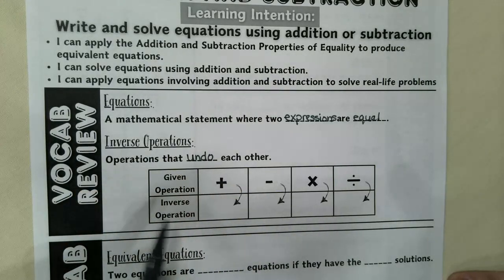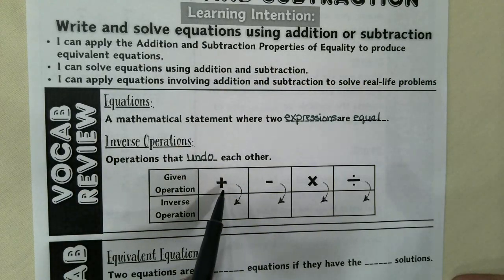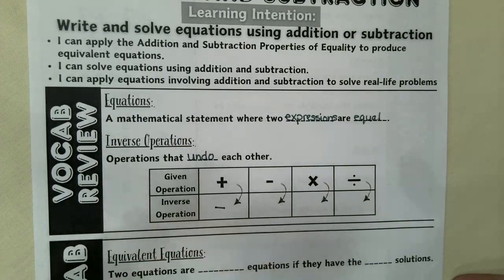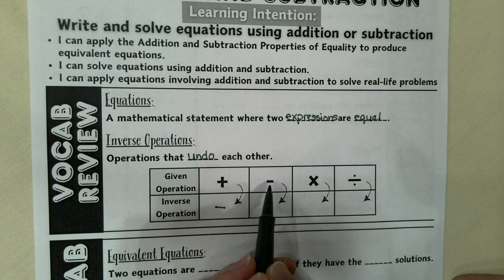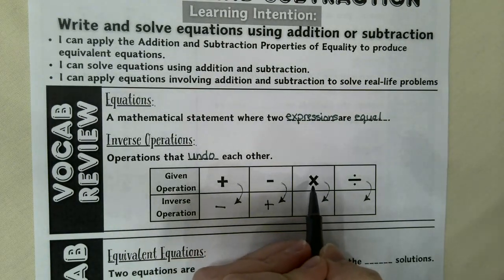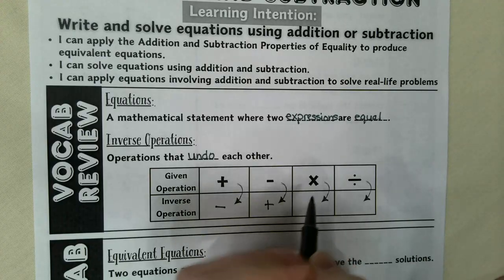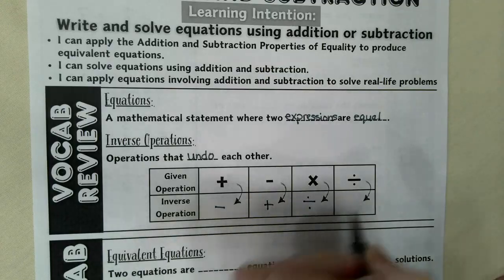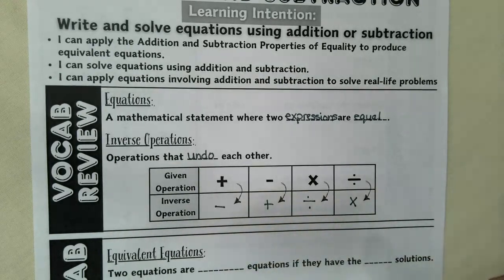So in this little chart that I created, if the given operation is addition, our inverse would be subtraction. If our given operation is subtraction, our inverse would be addition. If your given operation is multiplication, the inverse is division. And if you have division, your inverse would be multiplication.